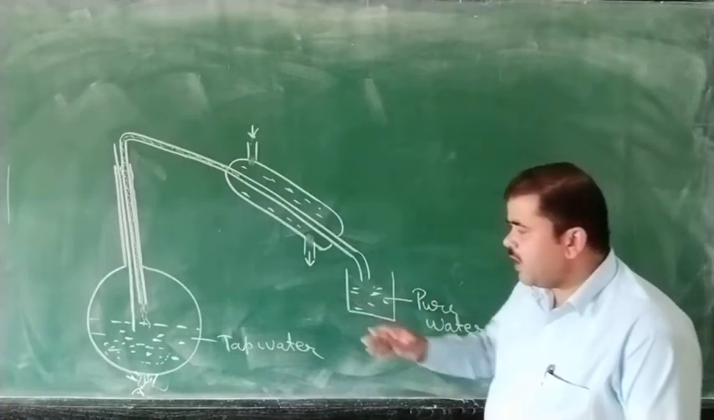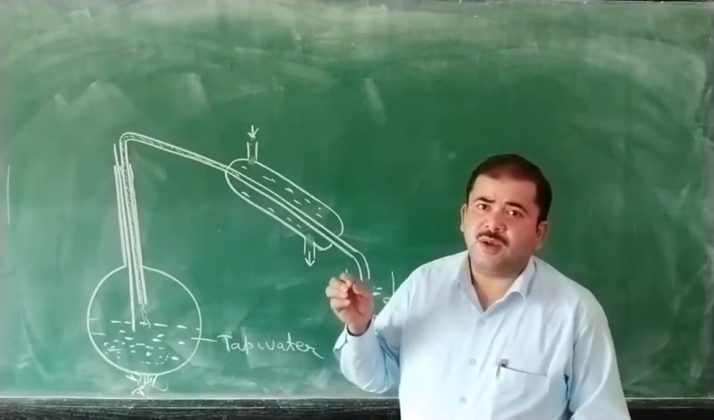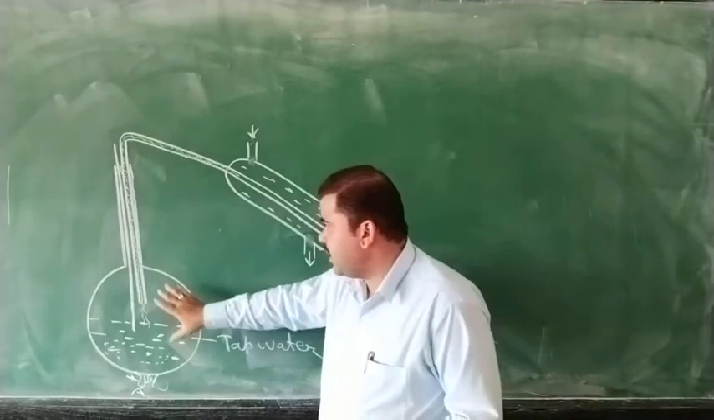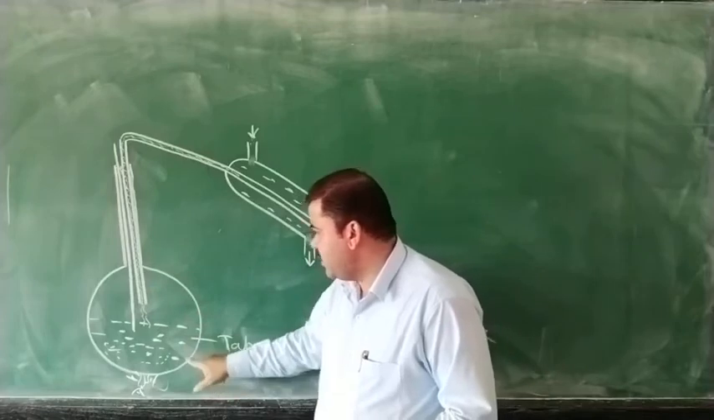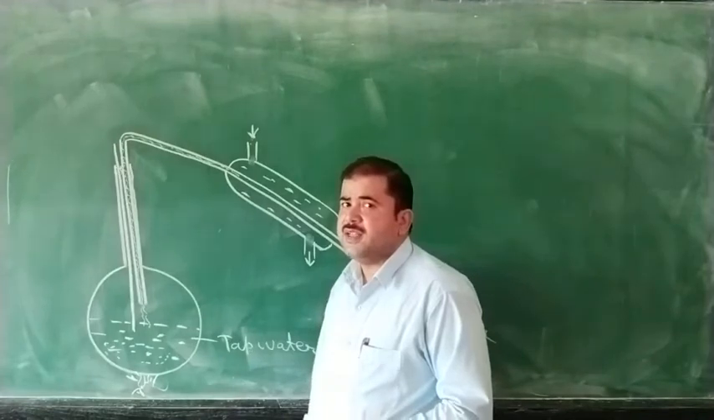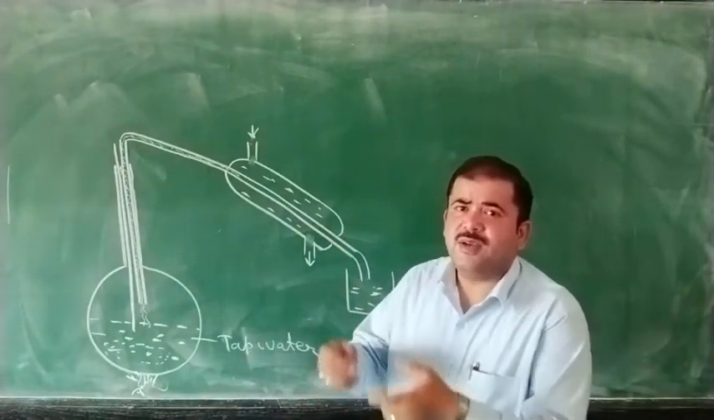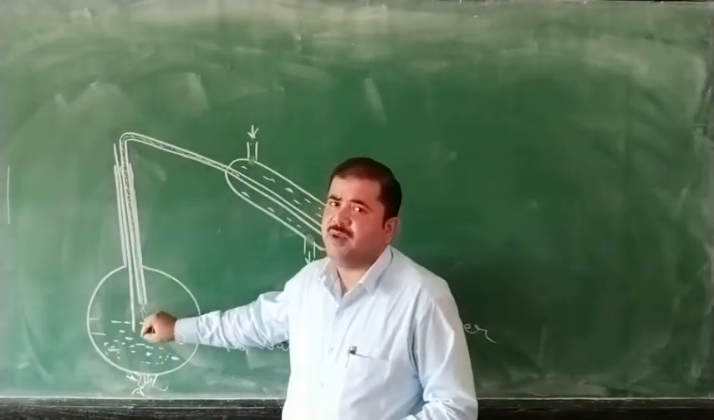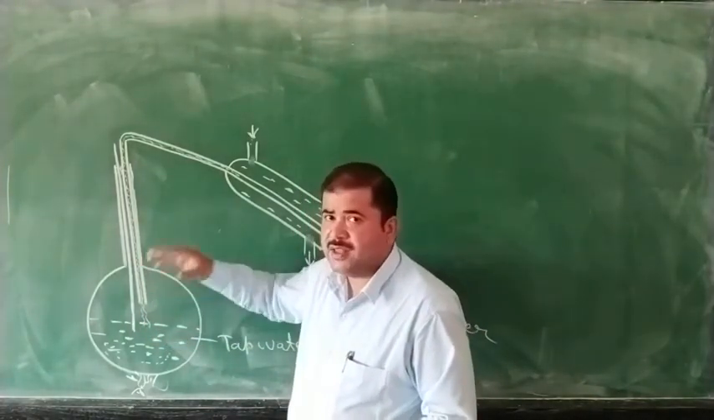So in the example of tap water, we know that different types of solid substances are present in the water. By this method we take the tap water in the distillation flask. This is a glass distillation flask, and we give a temperature more than 100 degrees Celsius, because we know that the boiling point of water is 100 degrees Celsius. A little bit more than 100 degrees Celsius, because some solid substances are present. So all the water molecules will change into the vapor form, the gaseous form.